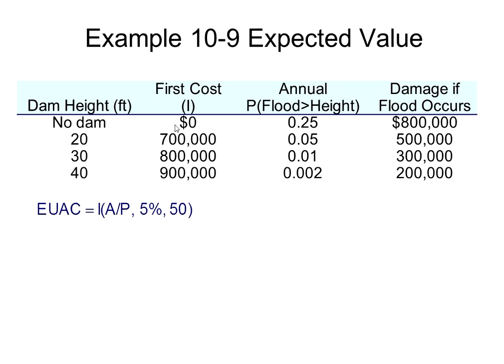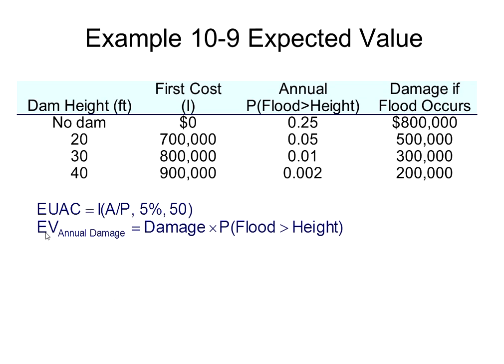So of course, if we have no dam, then it just would be 0. For 20 feet dam, we would use 700,000 here instead of I. And then for 30 feet dam, we would use 800,000 as this I here to find the equivalent uniform annual cost, and so on. Also for 40 feet, we'll use this value.